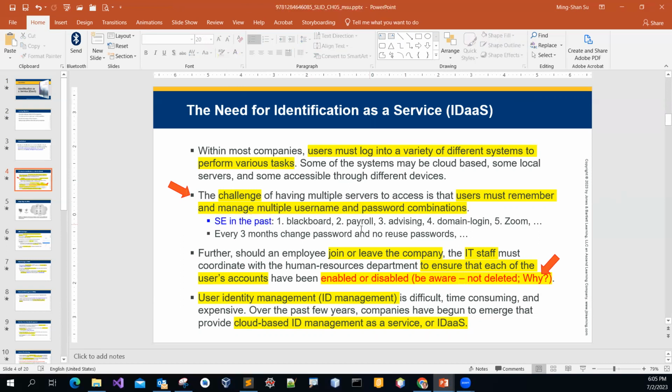Here is just some example, in the past at Southeastern. In the past, I had to have a different username and password when I log into Blackboard. When I want to access my payroll information, another set of username and password. When I need to advise students, another set. When I log into the computers in the computer lab, another set. Zoom, another set of username and password.